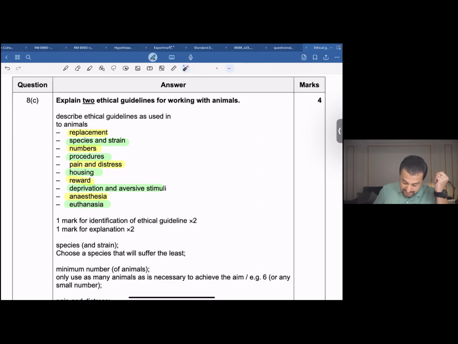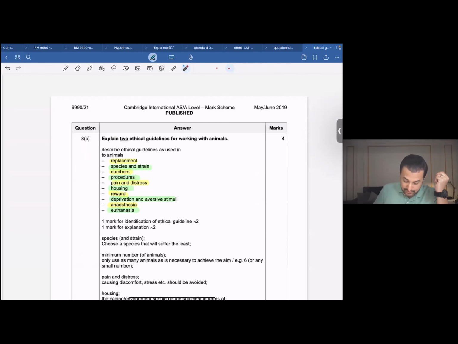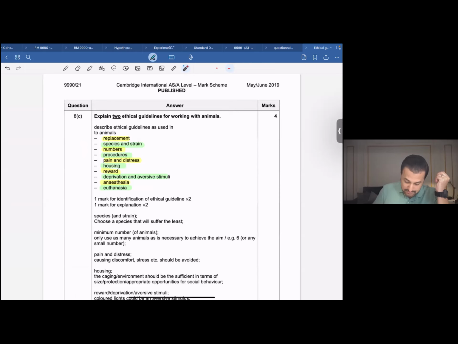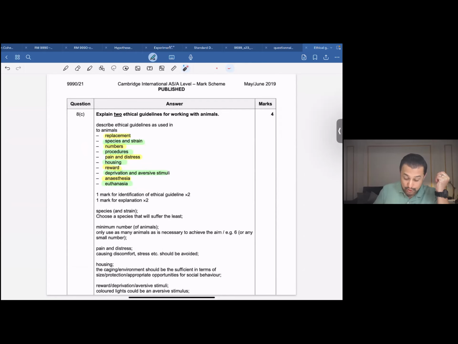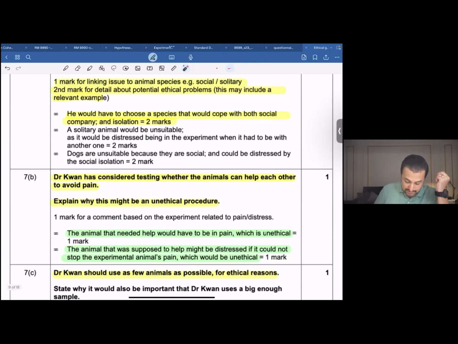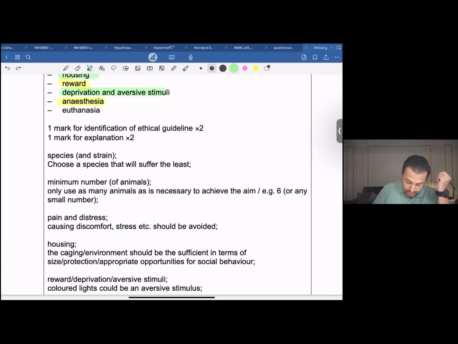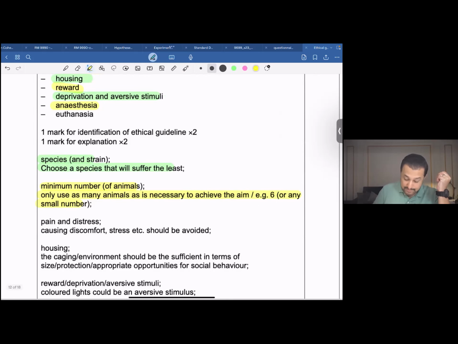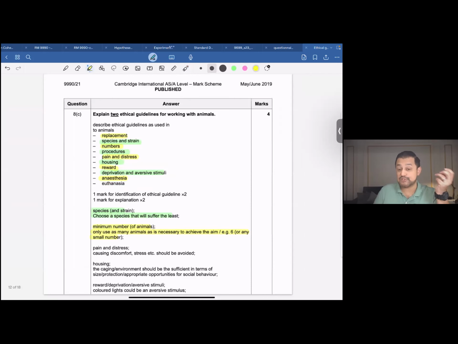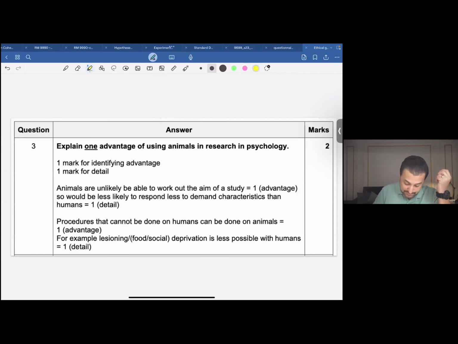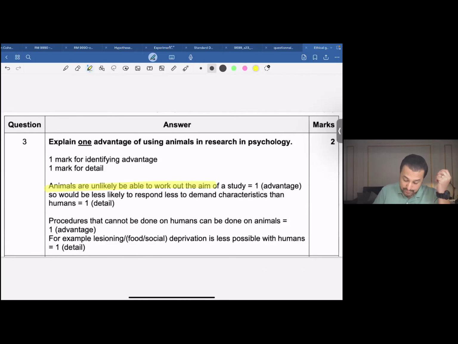So moving further. This was a 4-mark question where 2 ethical guidelines are to be explained. So you pick one and then you explain it. You pick one and then you explain it, right? Pick any you want. Explain one advantage of using animals in research and psychology. Again, this is a question from the past papers. Animals are unlikely to be able to work out the aim of the study, so would be less likely to respond to demand characteristics than humans. Use another example as well.